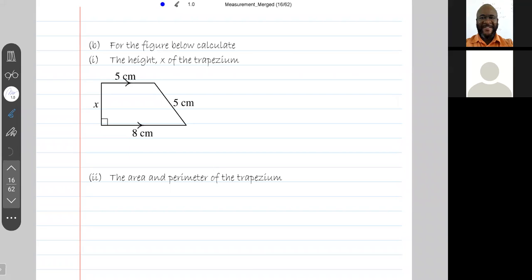All right, so for the figure below, we're to calculate the height of the trapezium, the height X. So we need to find X. Here's what I would do. I would introduce a line here. Now this line is parallel to X and meets the line at the bottom at right angles.